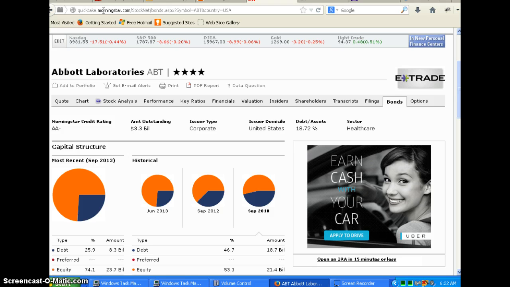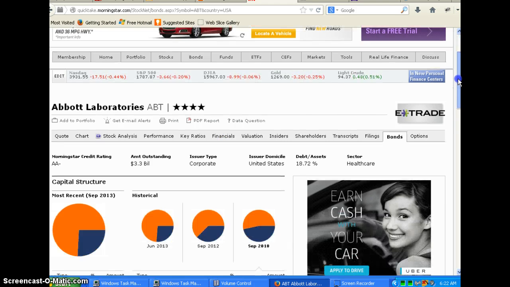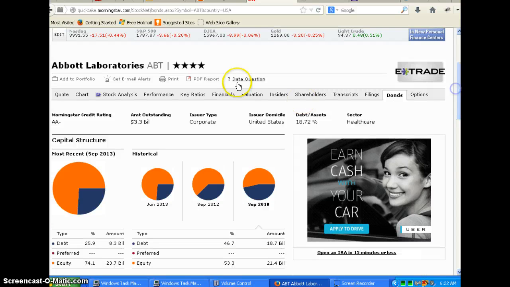On the Morningstar website, I selected Abbott Laboratories as an example. And what you're going to see is Abbott Laboratories' Morningstar credit rating. This is a credit reporting agency, Morningstar. They have an AA minus. The amount of debt outstanding is 3.8 or 3.3 billion. Corporate issue, obviously, and they're in the healthcare sector.